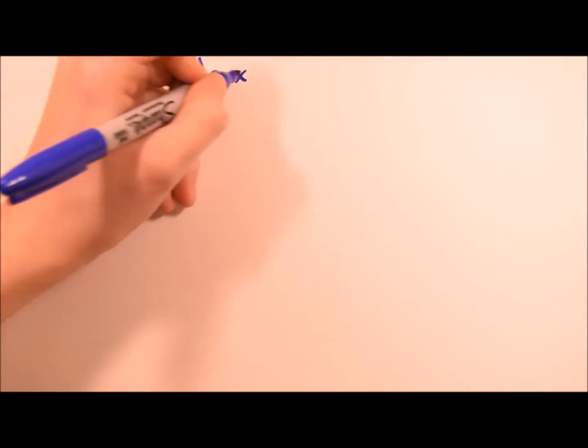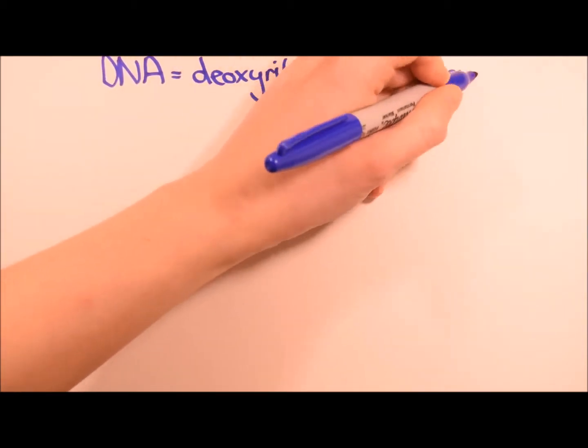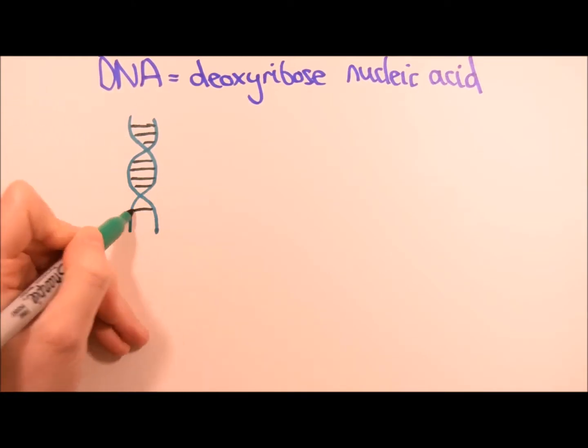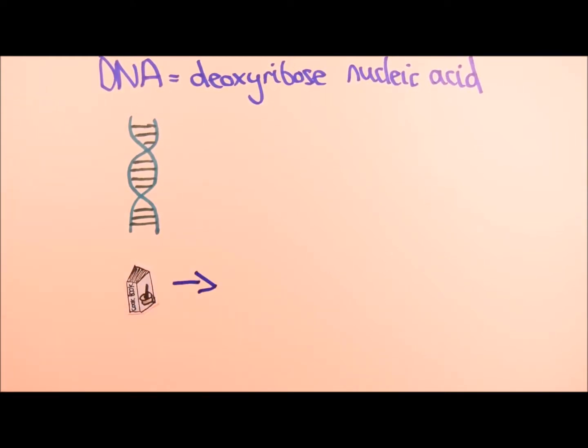DNA, deoxyribonucleic acid, is the genetic instruction manual for all living things. I think of it as being like a massive cookbook. Within it there are chapters, maybe there's one for starters, one for cake, etc. These are a bit like the chromosomes our DNA is arranged in.